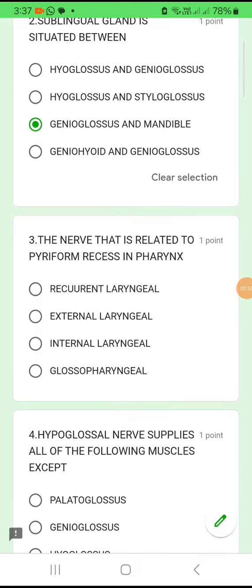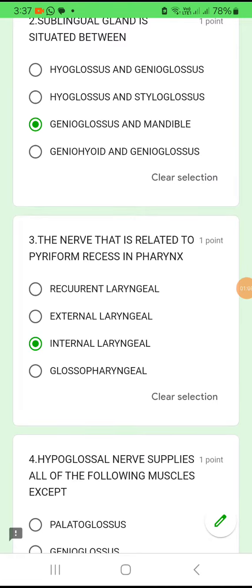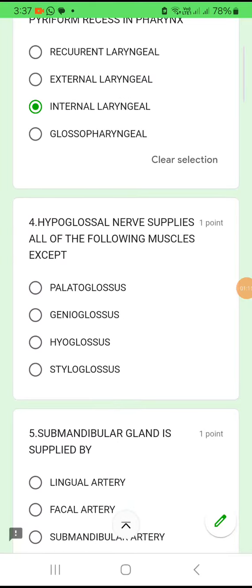Coming on to the third question, the nerve that is related to the piriform recess in pharynx. The nerve which is related to piriform recess is internal laryngeal nerve. Okay, there is no confusion, internal laryngeal nerve. So option C is the right answer.